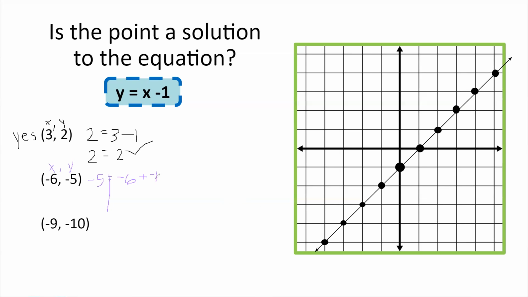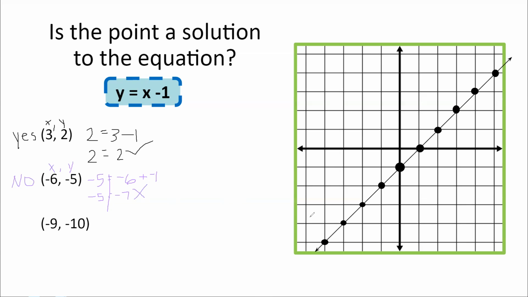Negative 6 plus negative 1 equals negative 7. I've still got a negative 5 on the right, and you're going to ask yourself, does negative 5 equal negative 7? Hopefully you say no, because those are two different numbers. And so this is not a solution.